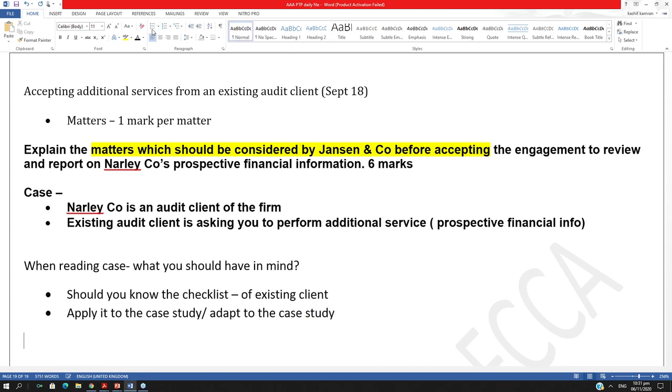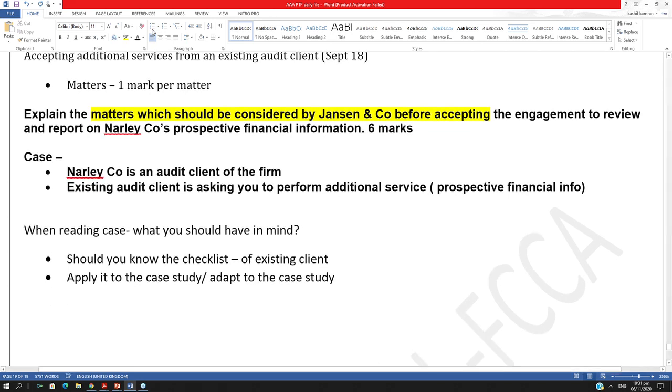Now, when I am accepting the review of the prospective financial information, will I be concerned about, number one, my competence as an audit firm versus the nature of service? And the nature of service is PFI, prospective financial information. I'll just be reading the case study, but I'm just trying to formulate my checklist here. So will the audit firm be concerned about the competence versus the nature of service? Do we know the nature of service, PFI?